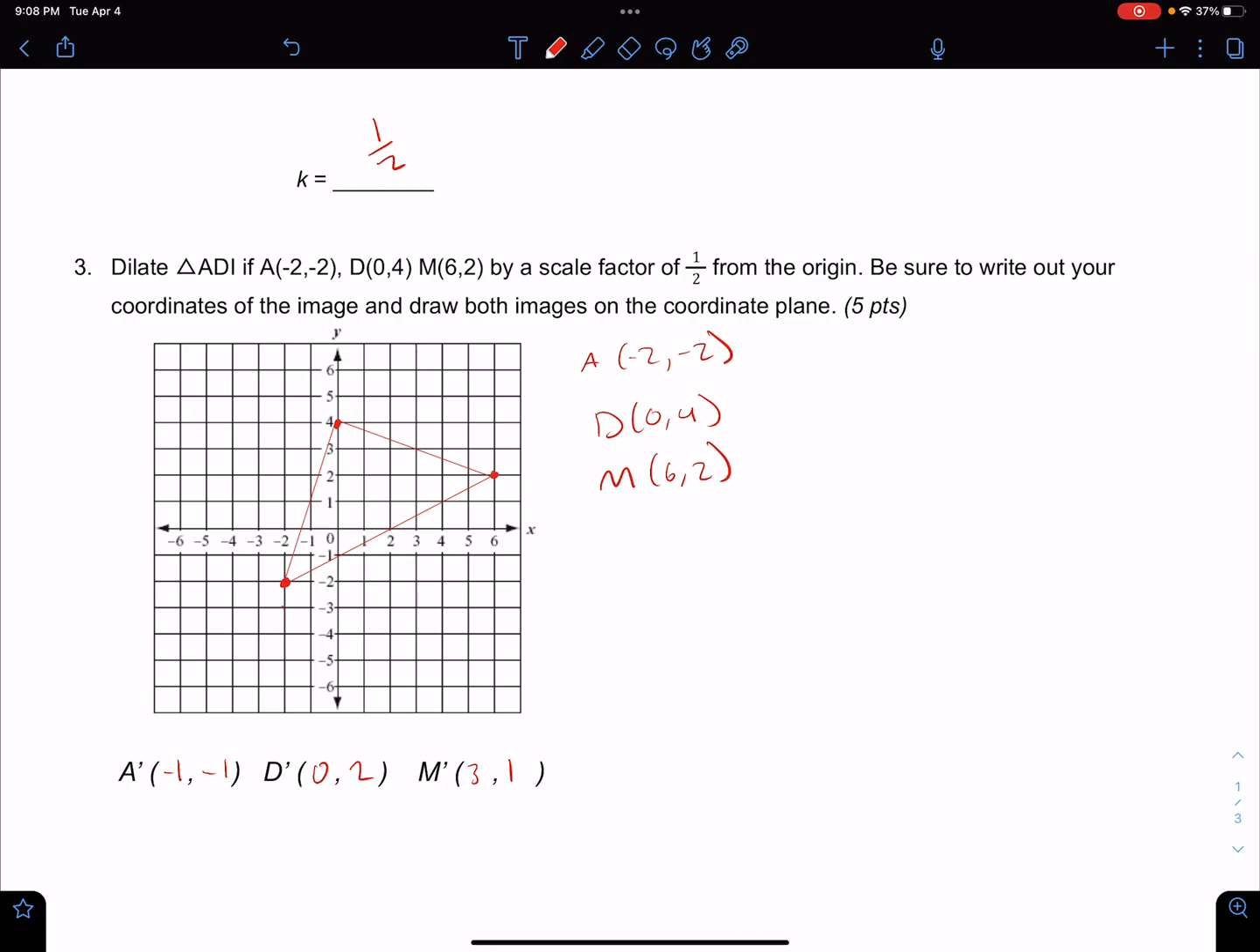Okay, and then half of it. So (-1, -1), (0, 2), and (3, 1). So I connect my dots there. And that is how you multiply it by a scale factor of 1/2.